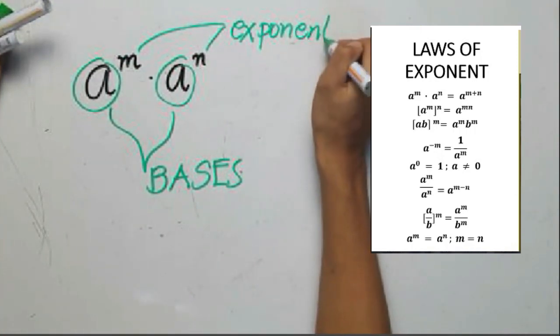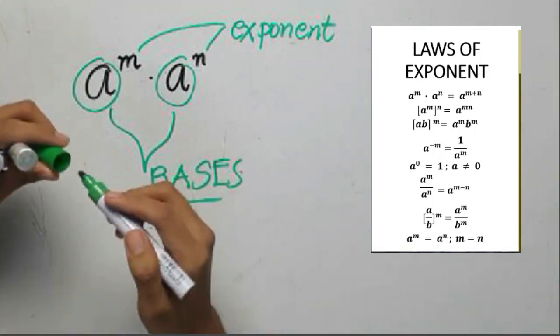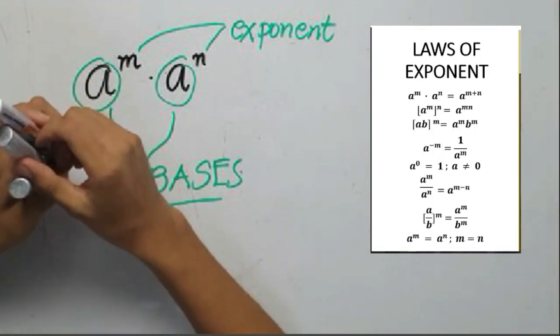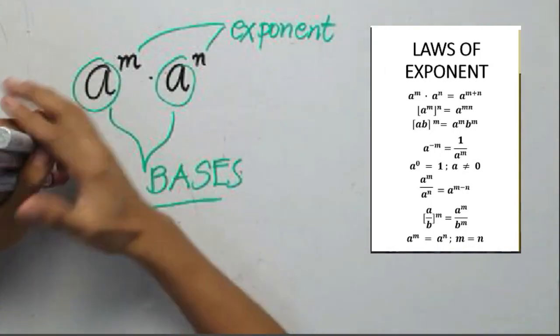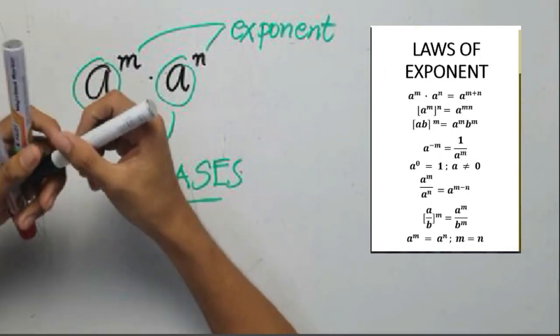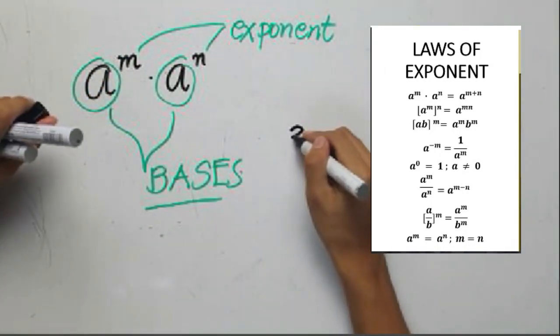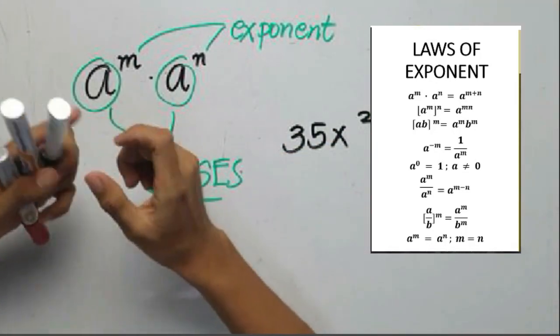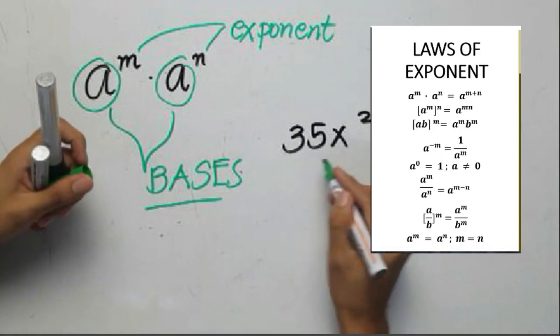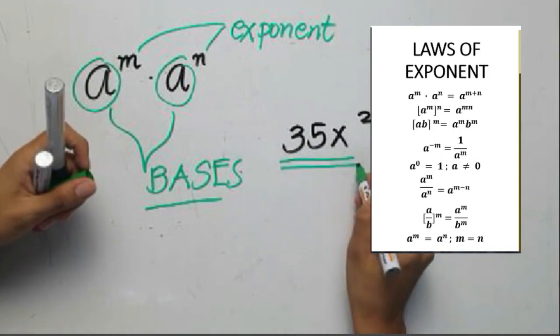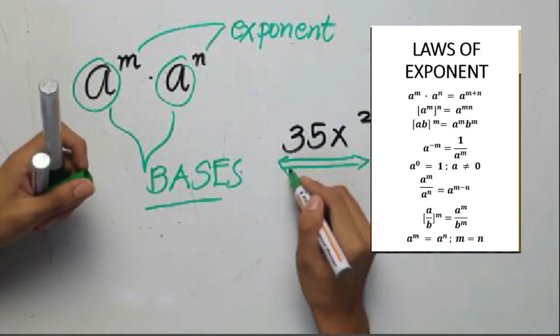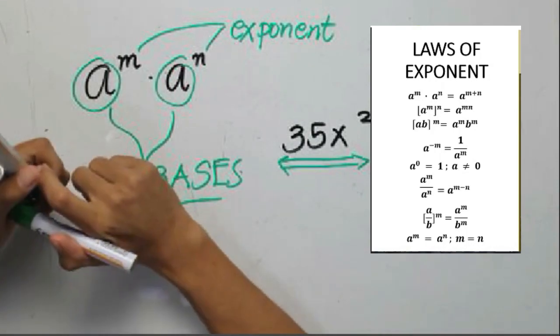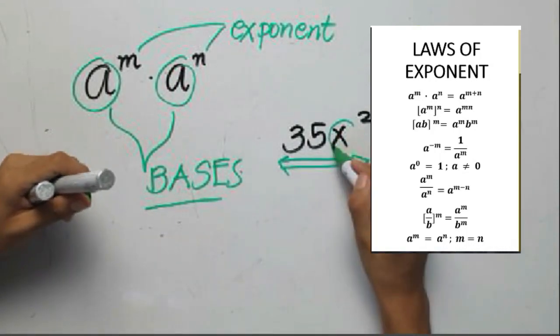So, yung base ay nagko-consist ng either variable and a numerical coefficient. So, for example, meron akong 35x squared, yung example natin kanina. Ang magiging base natin dito ay itong dalawa, 35x. Pero usually, ang titignan natin dyan ay yung variable. Parehas ba sila ng variable?